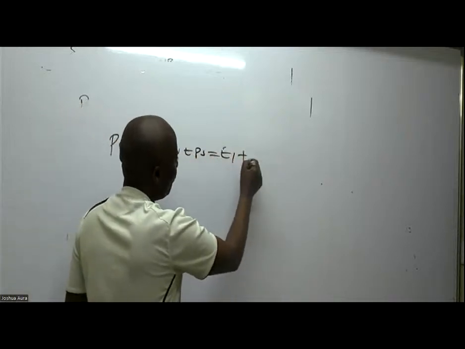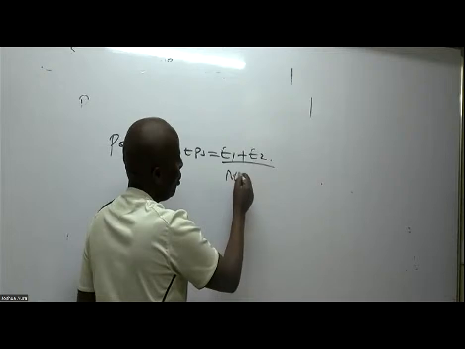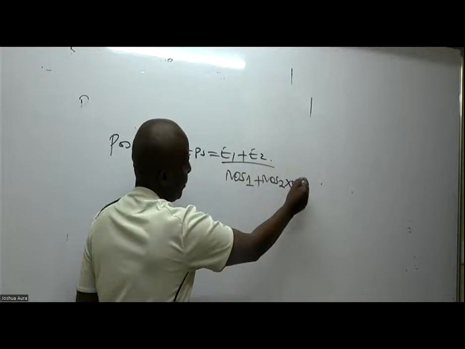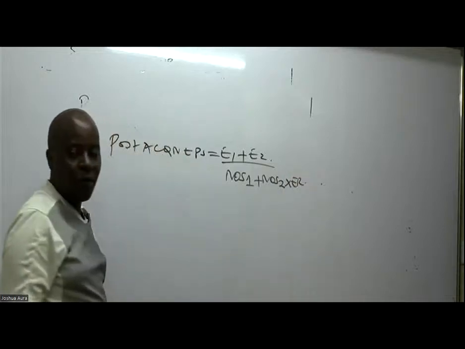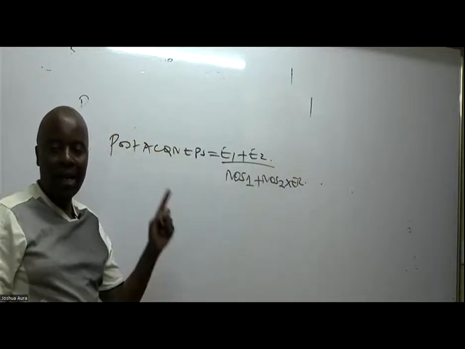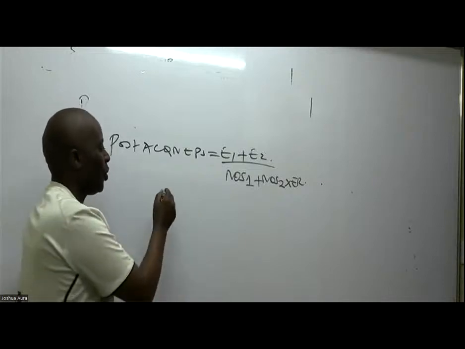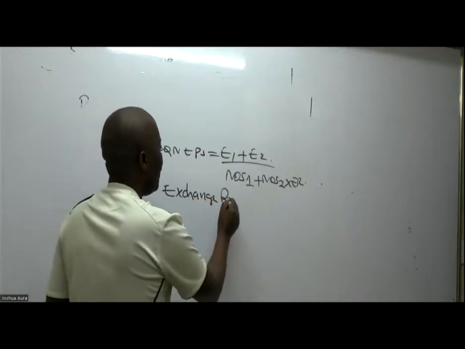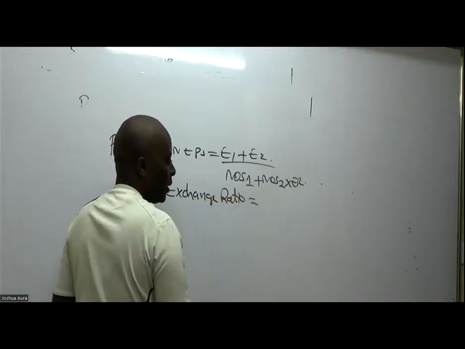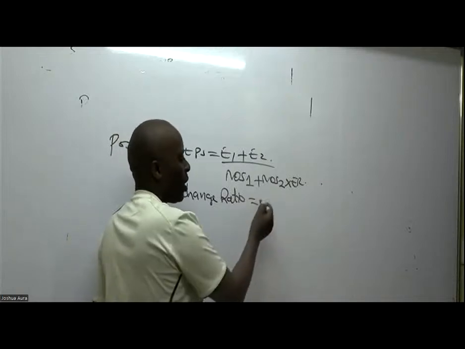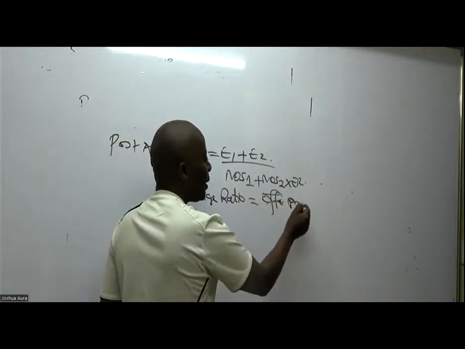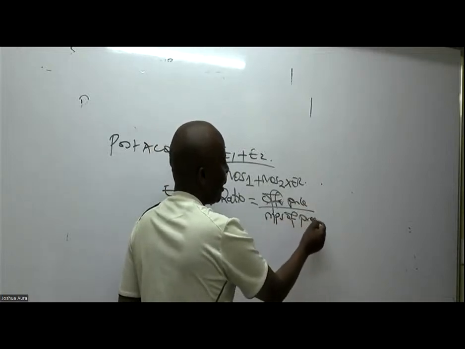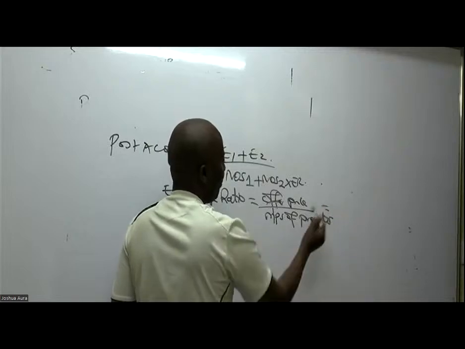Post-acquisition EPS is earnings of company one plus earnings of company two, all over the number of ordinary shares of company one plus the number of ordinary shares of company two times the exchange ratio. First, I will put down the exchange ratio. This time, remember, this is not the maximum one. This is the normal one. They've given me an offer price, so I take the offer price and divide it by the MPS of the predator.